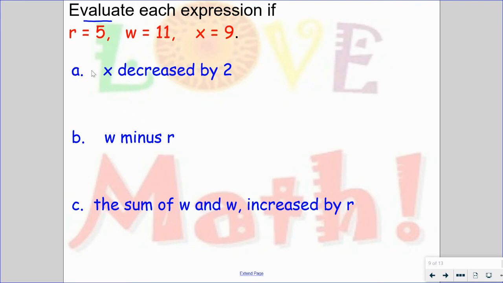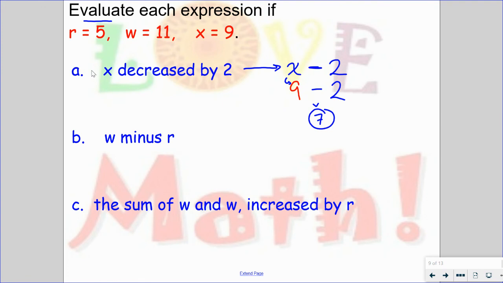So, verbal expression first. X decreased by, we know decrease means subtract. What do we start with? We start with some number, and then we go down 2. Let me go ahead and take this over here. Because we know what x is, we can now substitute 9 in for x. And so 9 take away 2 would give us a final answer of 7. We took the words and changed it to math. We took the math and substituted the number in, and then we evaluated.